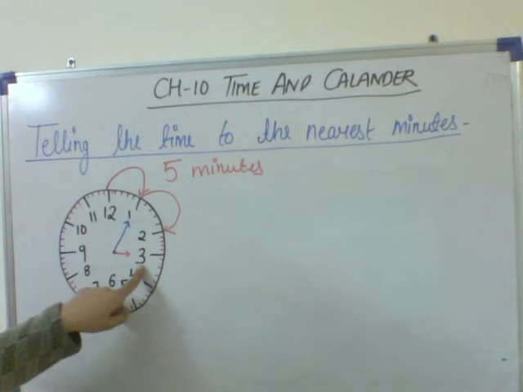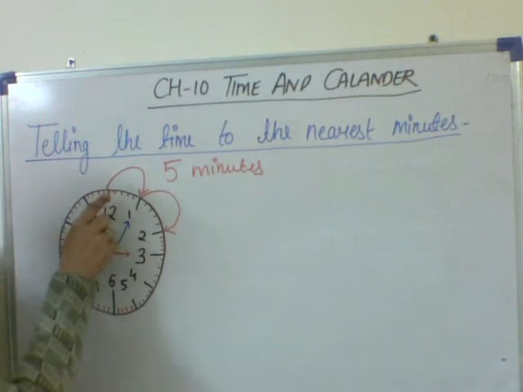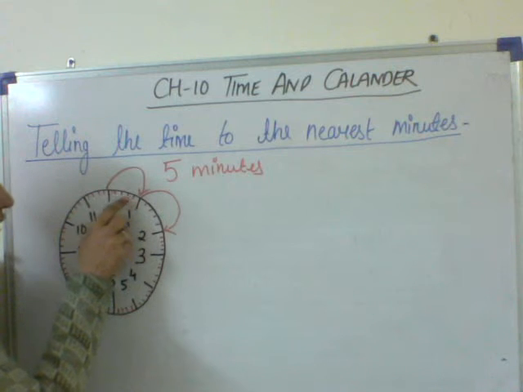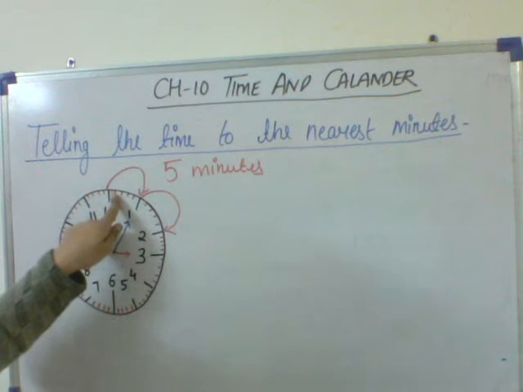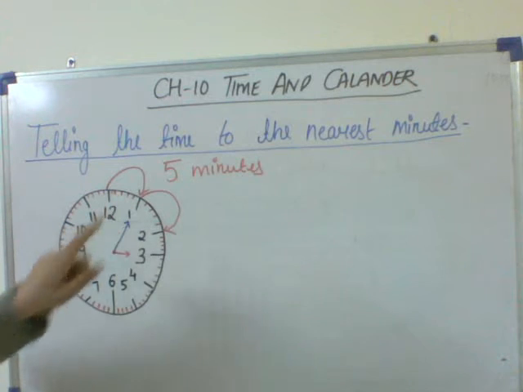Between the numerals, we have subdivisions. Each subdivision stands for 1 minute. Here you can see this red mark. Each red mark stands for 1 minute.